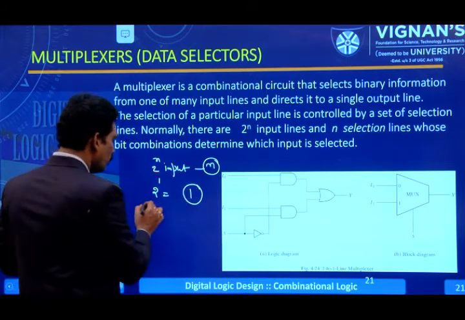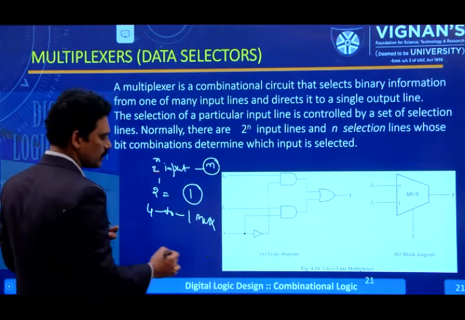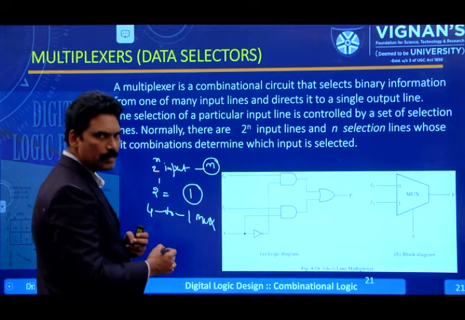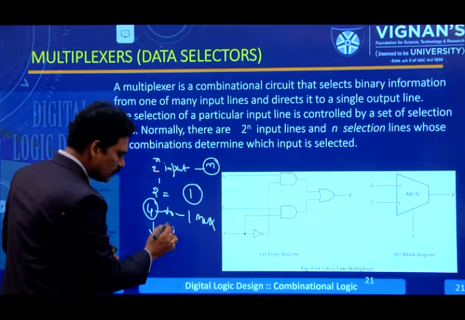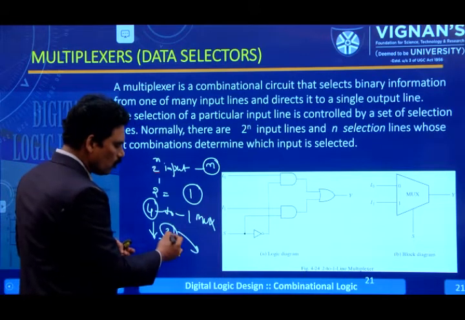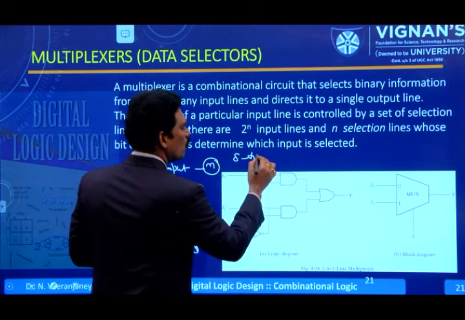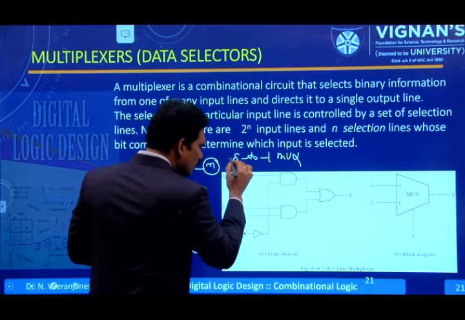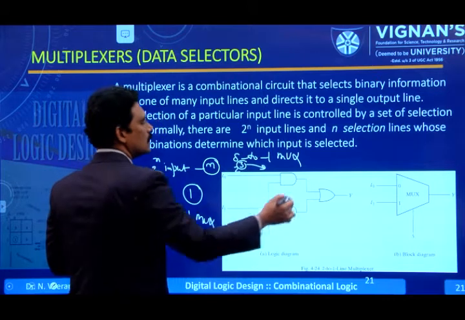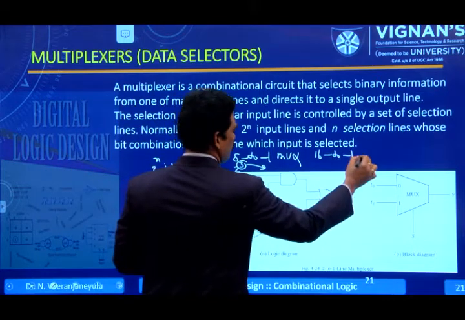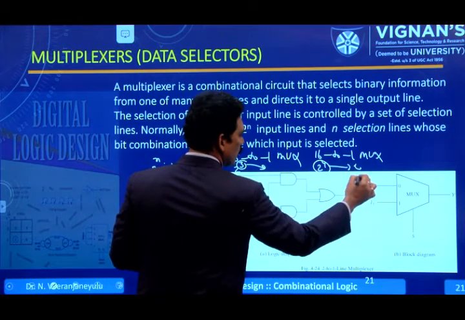Suppose it is a 4 to 1 line multiplexer. Multiplexers are represented by using MUX. For a 4 to 1 line multiplexer, how many selection lines are required? 4 means 2 to the power of 2, that is, 2 selection lines are required. If it is an 8 to 1 line multiplexer, how many? This 8 means 2 cube, so 3 selection lines are required. Like that, for a 16 to 1 line multiplexer, 16 is equal to 2 to the power of 4, and 4 selection lines are required.